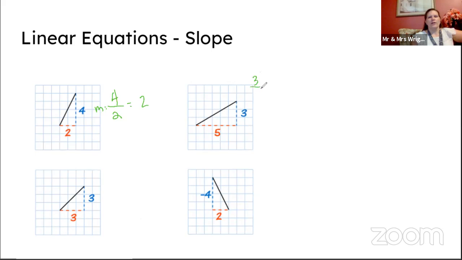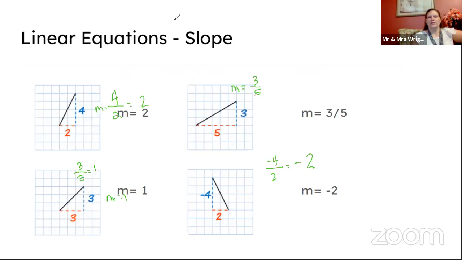Here we go. We've got 3 over 5. That can't be reduced at all, so m equals 3/5. Here we've got a rise of 3 over a run of 3. That's going to equal 1, so m equals 1. And here we have a rise of -4 over a run of 2. An odd amount of negatives means my answer is going to be negative. 4 divided by 2 is 2. And here we have the answers just to verify that we got them correct.